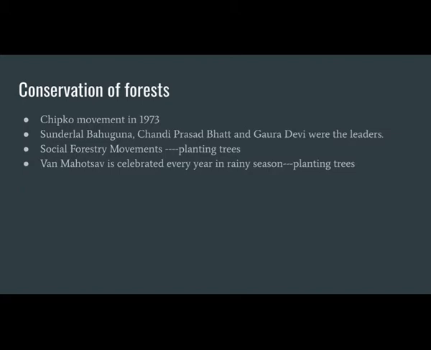Okay, and who were the leaders who took action in this Chipko movement? The important leaders are Sundarlal Bahuguna, Chandi Prasad Bhatt, and Gaura Devi. So the Chipko movement was to prevent the cutting down of trees and forests. They made a decision not to allow anyone to cut the trees. So that movement is known as the Chipko movement. Like that they conserved the forests and trees.